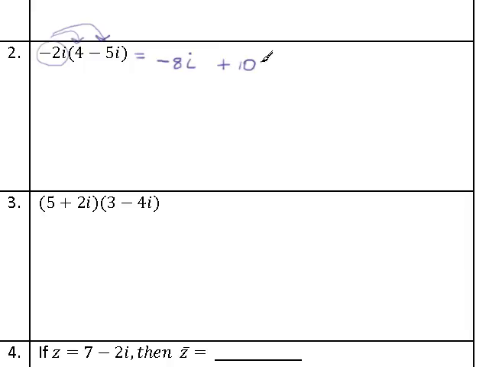And i times i is i squared. Now remember, i squared, that's minus 1. So that would be minus 8i, negative 10.